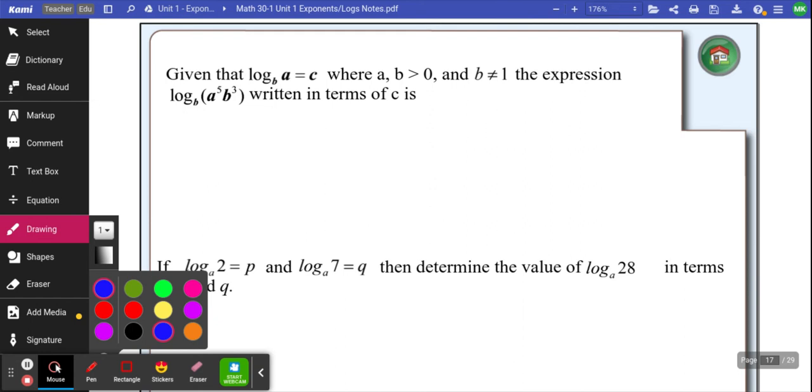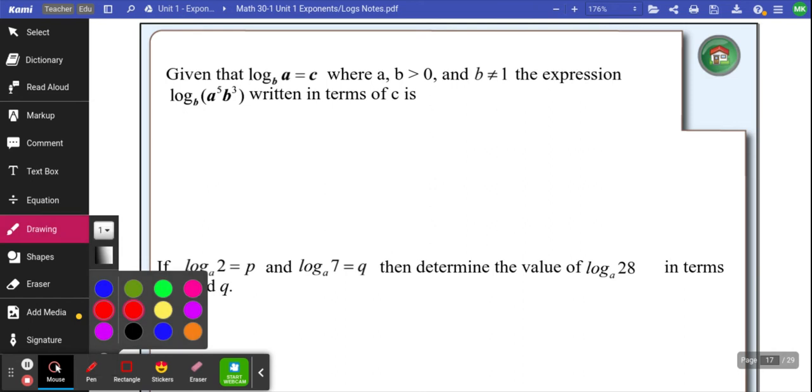So it says, given that log base b of a equals c, where a and b are greater than 0 and b can't equal 1, the expression log b of a to the 5, b to the 3, written in terms of c is. Woof. Okay. That is a lot to digest. Let's try to break it down.